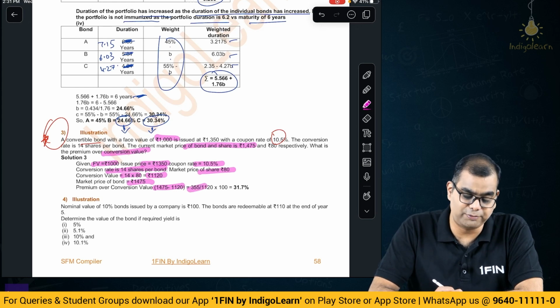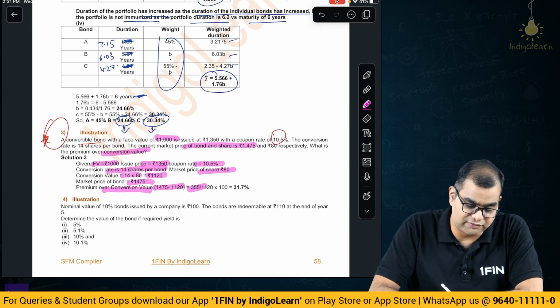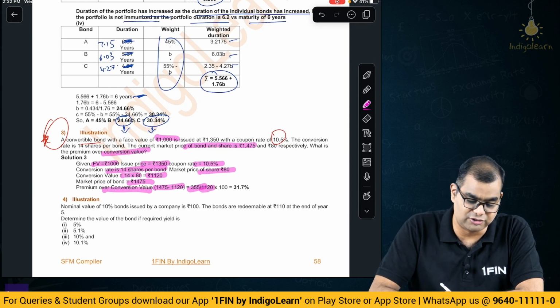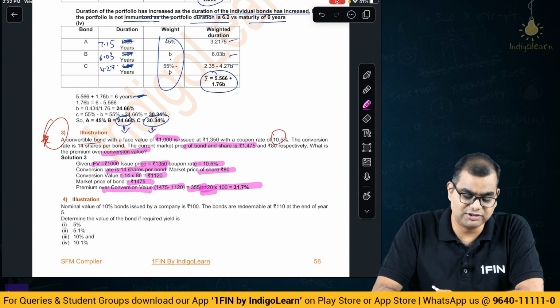So, 355 rupees. When you compute premium over conversion value, you typically look at the conversion value, which is 1120 only. You look at what is the premium over the conversion value. So, 355 by 1120 into 100, you will get 31.7%. Now, this is a very simple problem.